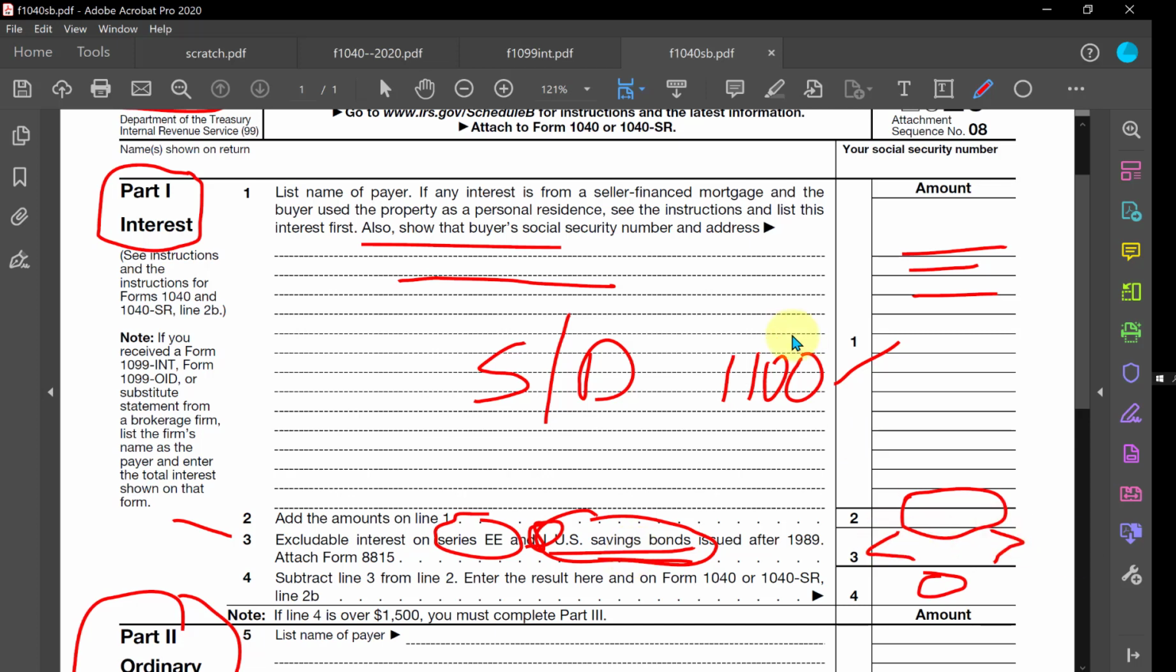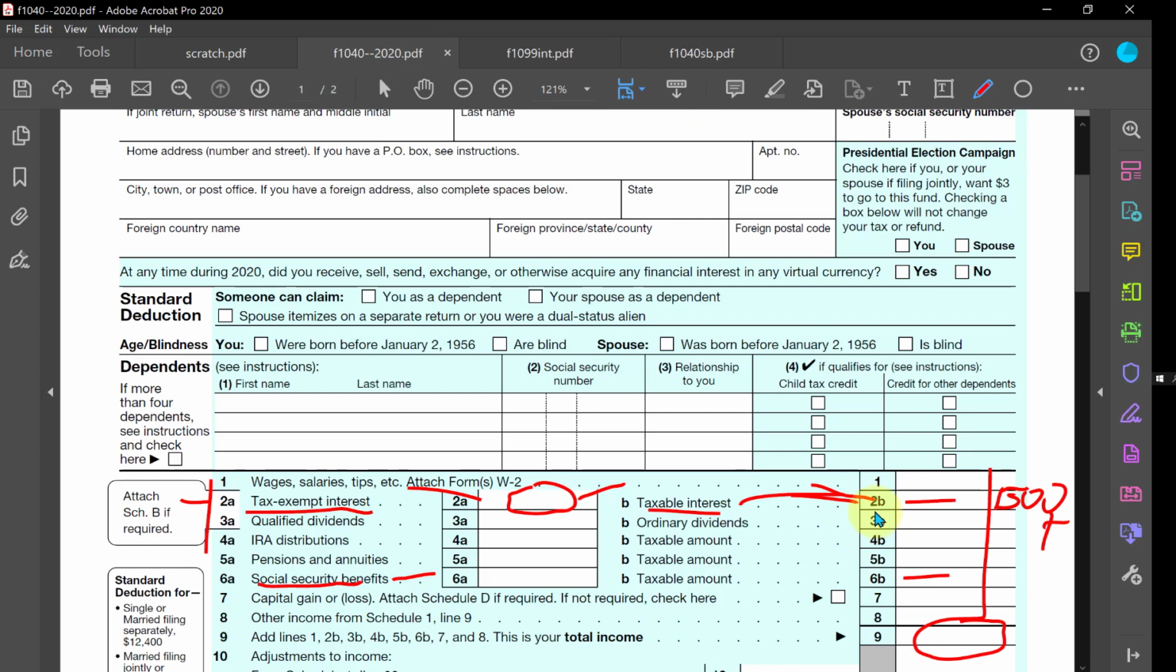Okay, that's interest income. Again, you fill out this Schedule B if the interest is over $1,500. If not, the interest is still taxable. You just write in that total taxable interest here in line 2B.